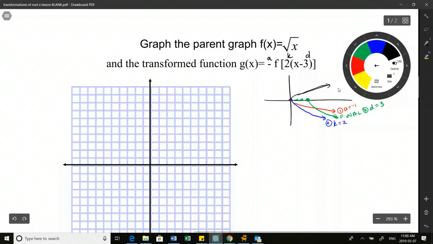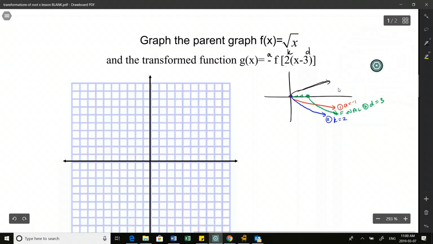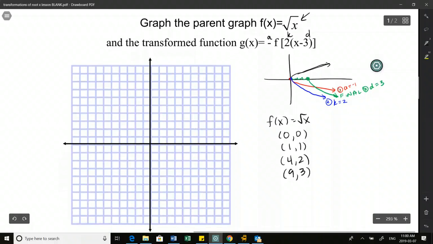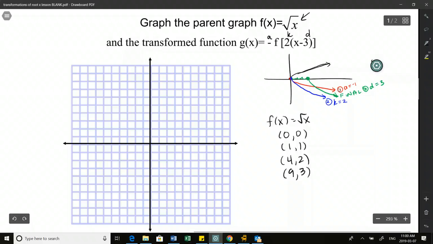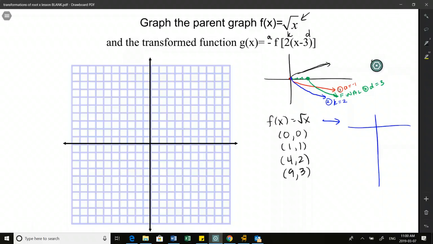Okay, so our parent function key points, because my parent function is root x, I'm starting with the same key points as what we had above. And then we're going to do some transformations here. So what should the tops of this little table of values look like?